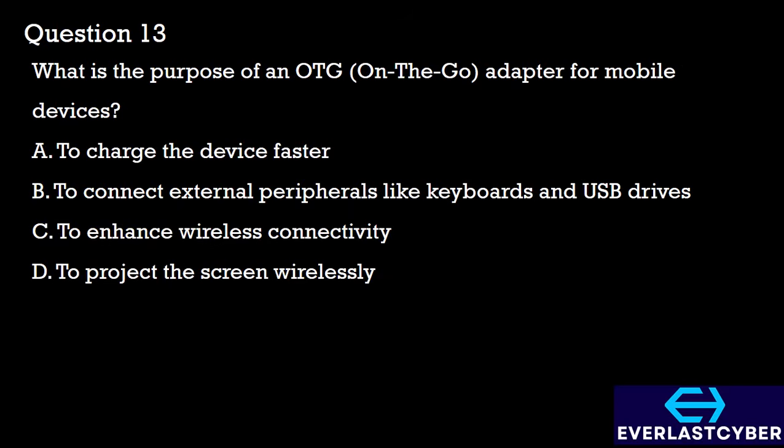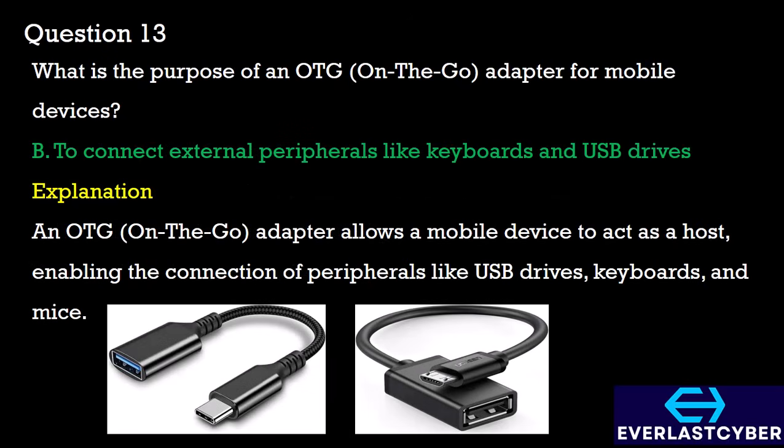Question 13. What is the purpose of an OTG adapter for mobile devices? A. To charge the device faster. B. To connect external peripherals like keyboards and USB drives. C. To enhance wireless connectivity. D. To project the screen wirelessly. For this, we'll be going with option B.